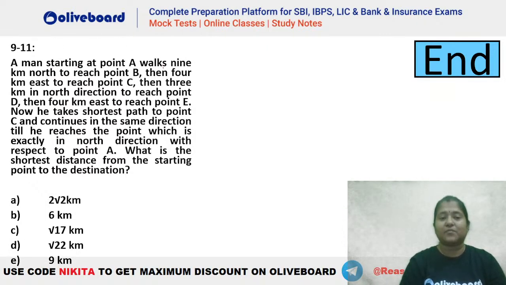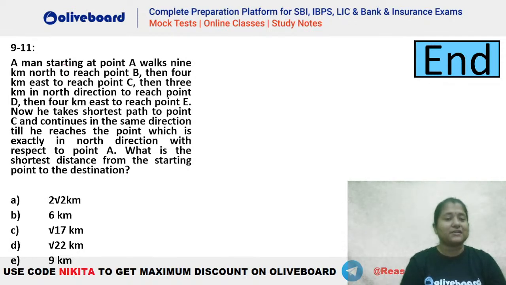So a man starting at point A walks 9 kilometers to reach point B, then 4 kilometers to reach C, then 3 kilometers in north direction to reach D, and 4 kilometers east to reach E. Now he takes the shortest path to C and continues in the same direction till he reaches the point which is exactly in north with respect to point A. What is the shortest distance from the starting point to the destination?